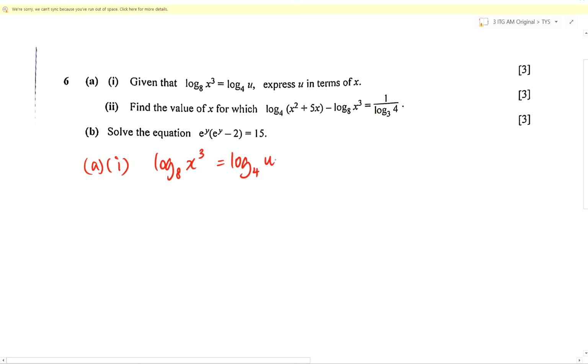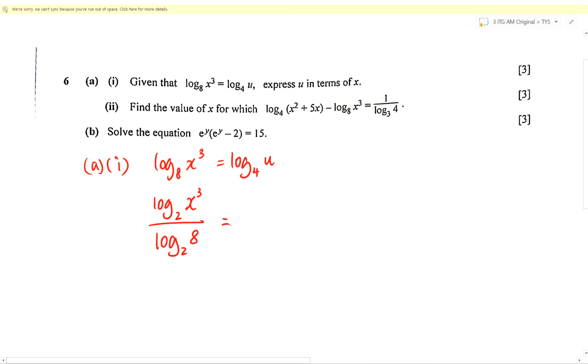Using the change of base formula. Haven't done anything here yet. I've just copied down the question. Change of base: log base 2 x cubed over log base 2 8. Not too difficult to remember. Just remember that it is a division. Whatever log base that you want on both the top and the bottom, the number that is on top goes into the numerator. The number at the bottom, which is the base, goes to the bottom. So that's how I remember it.